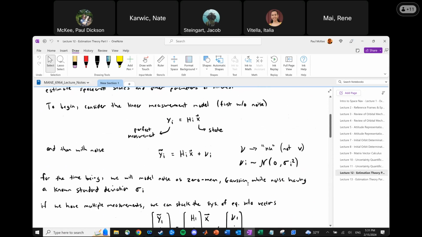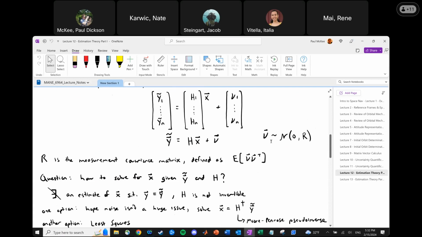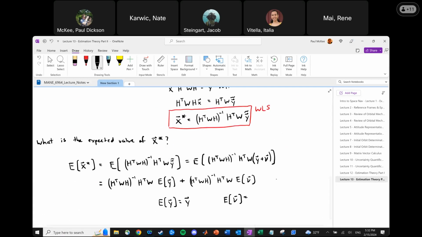Nu is zero mean Gaussian white noise, zero mean. It is distributed as having zero mean. That's what this notation is saying here. As a vector, it has a mean of 0, which would be a vector 0 rather than a scalar 0, and then a covariance of R. That's our measurement covariance matrix. So that means that the expected value of nu is 0. So we're not expecting our noise to be anything other than 0. It might be something, but on average, it averages out to 0.